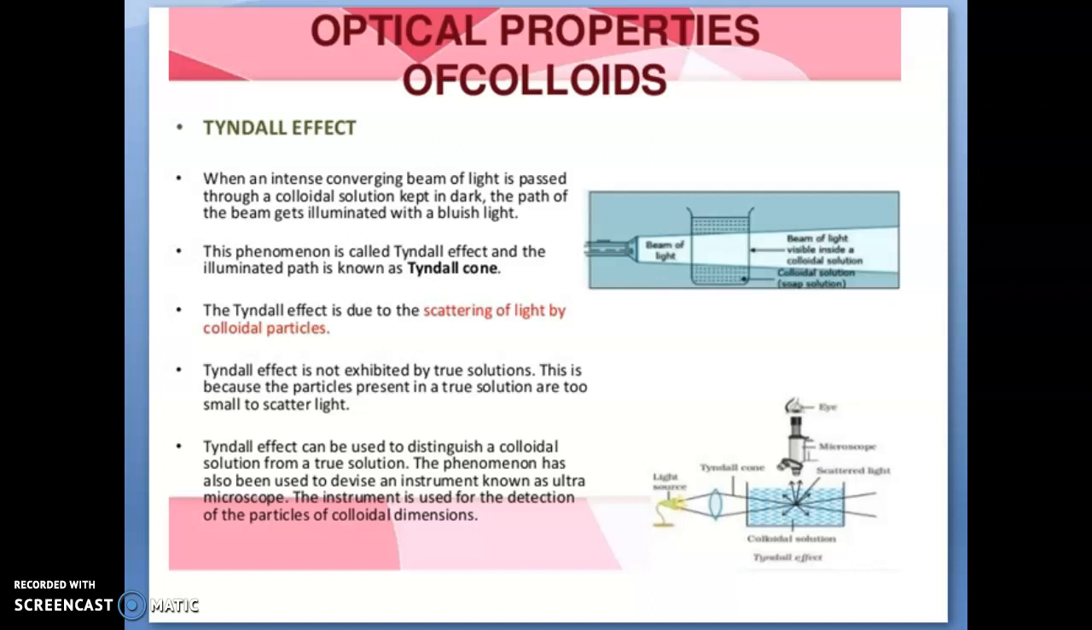If we pass a beam of light through a colloidal solution and observe it at right angles to the light, we can see the path of the light. How can we see this path? It is just because the light gets scattered by the colloidal particles. This phenomenon is known as the Tyndall effect, and the illuminated path of light is called the Tyndall beam or Tyndall cone.